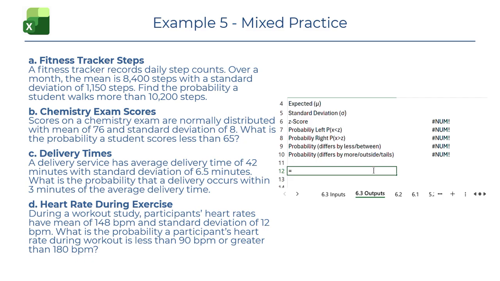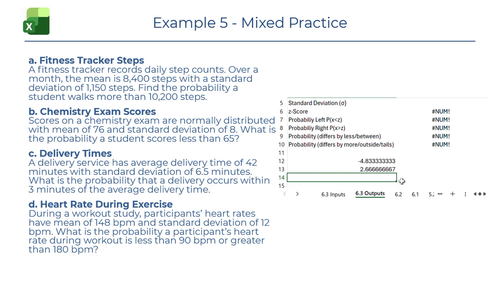I want to know the probability a participant's heart rate during workout is less than 90 beats per minute, so I'm going to standardize 90, 148, 12, and I'm going to standardize 180, 148, 12. I can see that those are different z-scores, but what I want is less than negative 4.833 or more than 2.6 repeating.